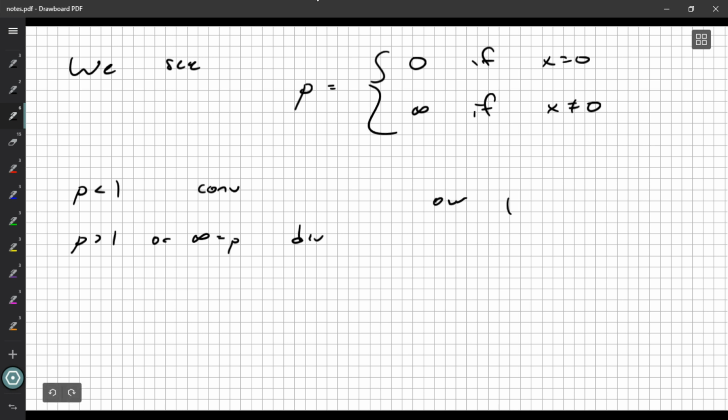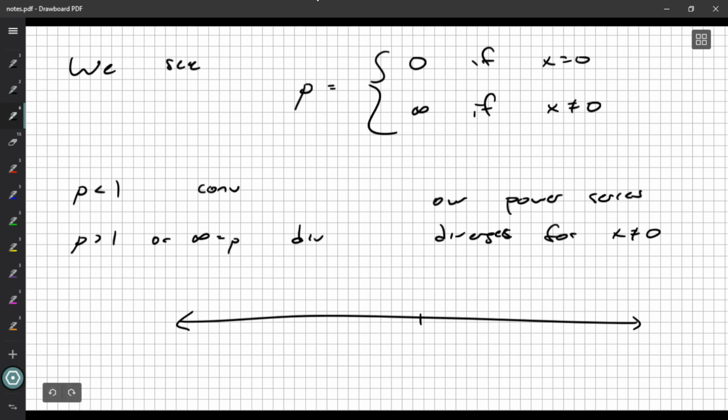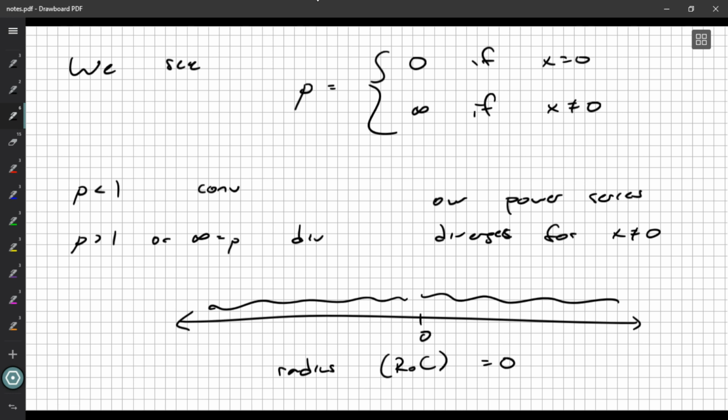So our power series diverges for any value of x not equal to 0. If we imagine our number line, we just get convergence at 0 and divergence everywhere else. And this corresponds to a radius of convergence, ROC, equal to 0. When you see that, you are saying my power series only converges at its center. And that's true in this case. So there we go. Radius is 0.